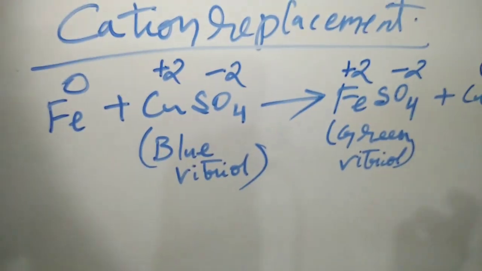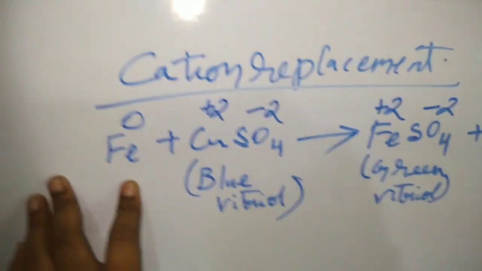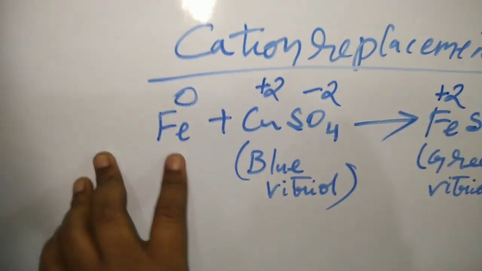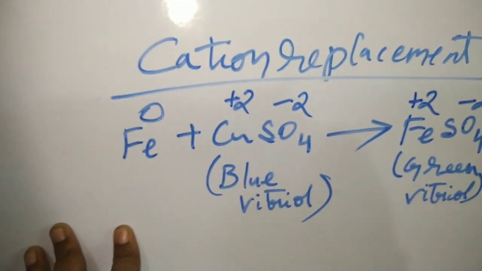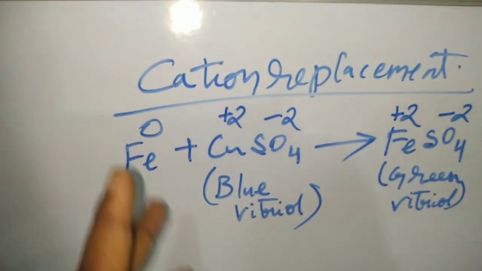Now you may ask me how? Yes, see, first of all, Fe is in the 0 state, that is neutral, and copper is in the +2 state. Yes, students. Now iron is donating electrons.